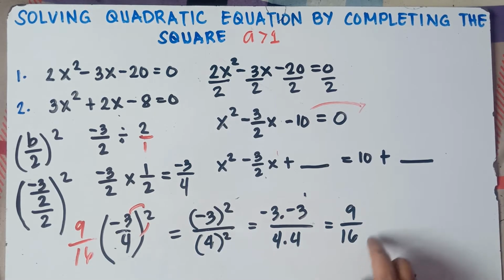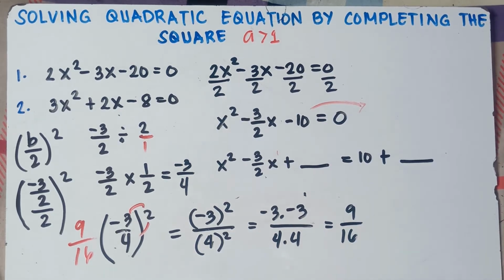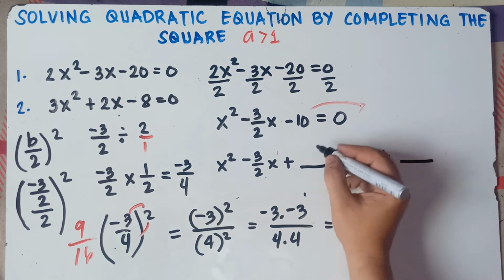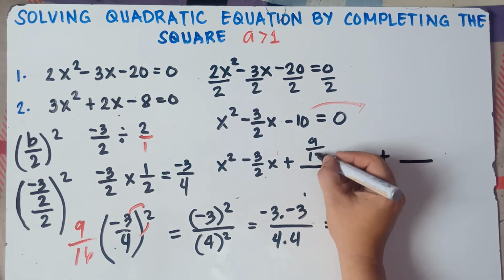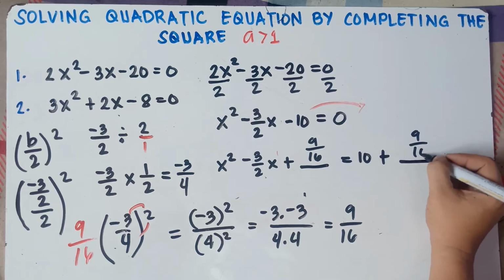You always check, class, if you can reduce. Can we reduce 9 and 16? Nope, we cannot reduce. So copy 9 over 16. This will be the number that we will be adding: 9 over 16, then 9 over 16.